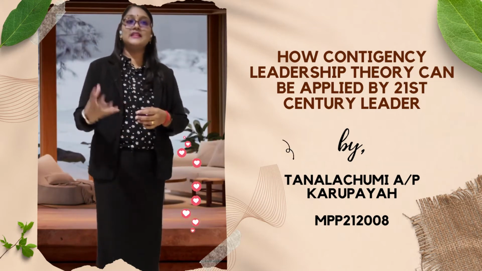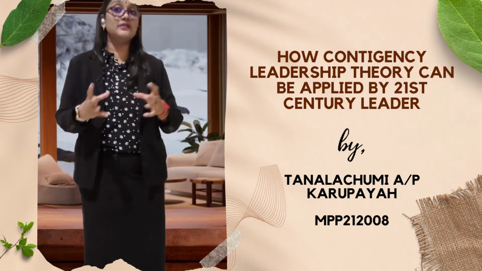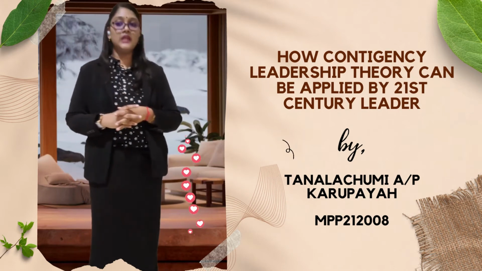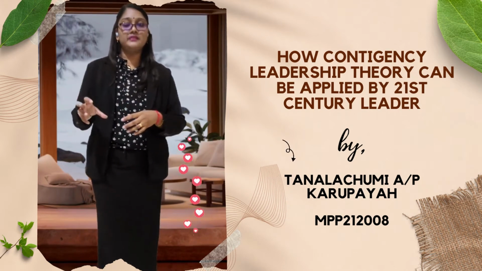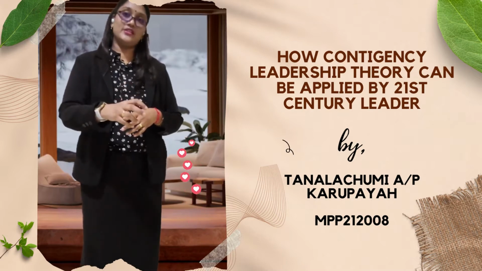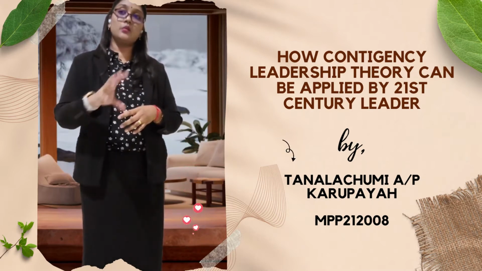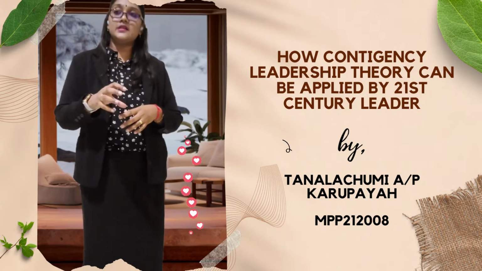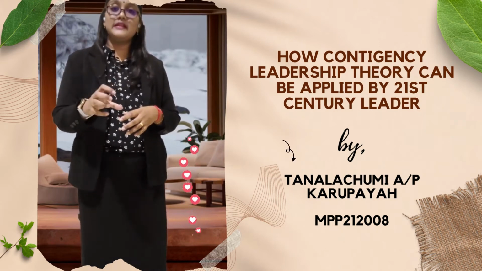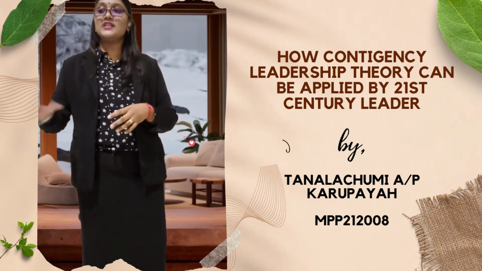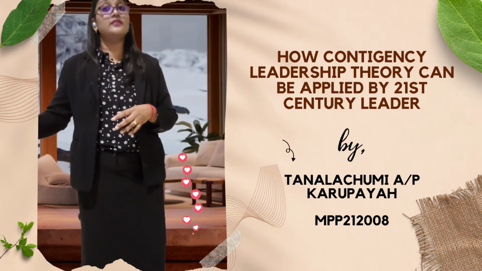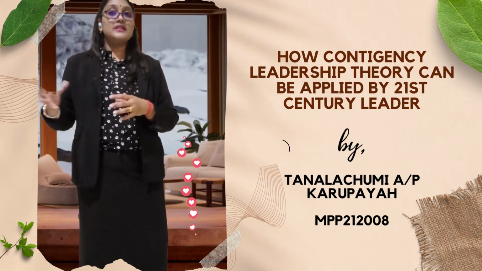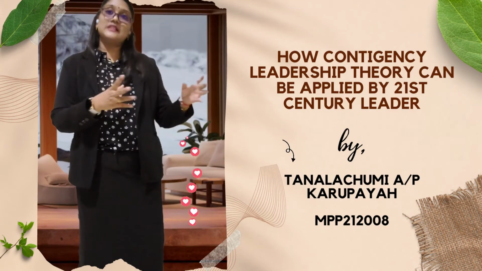Let's take Fiedler's contingency model as an example for this explanation. According to this model, leadership style does not change. Fiedler believes that a leader, for example a task-oriented leader, can never quickly change his leadership style in a short period of time. With Fiedler's approach, leadership style is fixed.